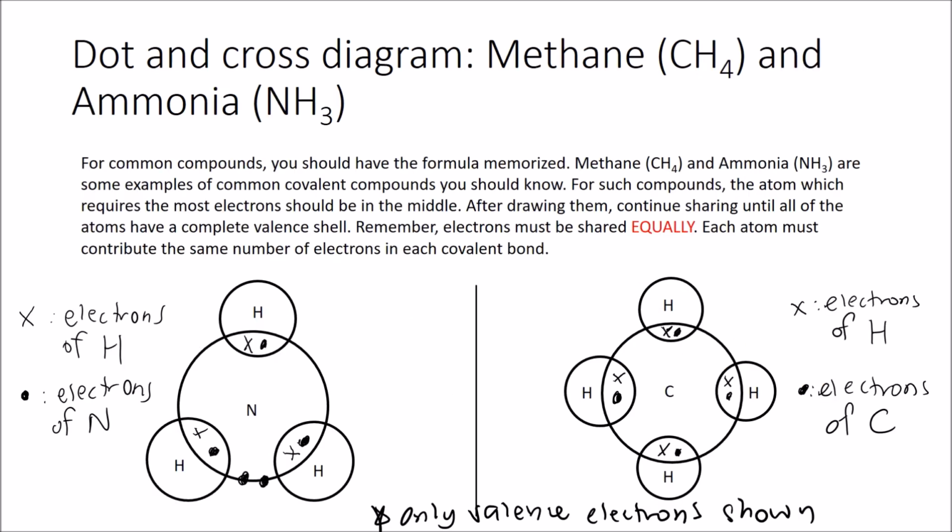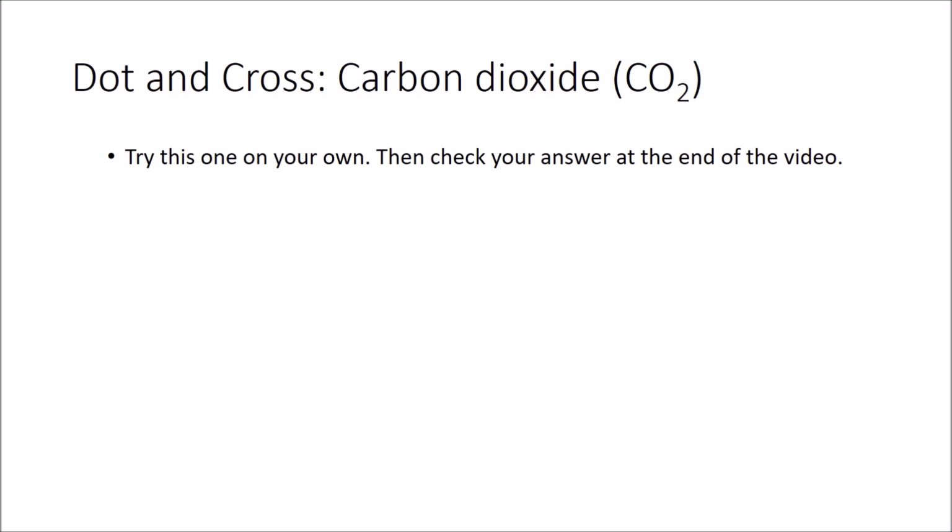Here we have 2 more examples of covalent compounds, ammonia and methane. You should memorize the formulas for these. For this type of compound, the one in the middle is usually the one that requires the most number of electrons, and you will just continue sharing equally for each atom until they are all fully filled. So here's a little question for you, carbon dioxide. Can you please try this, and the answer will be at the end of the video.